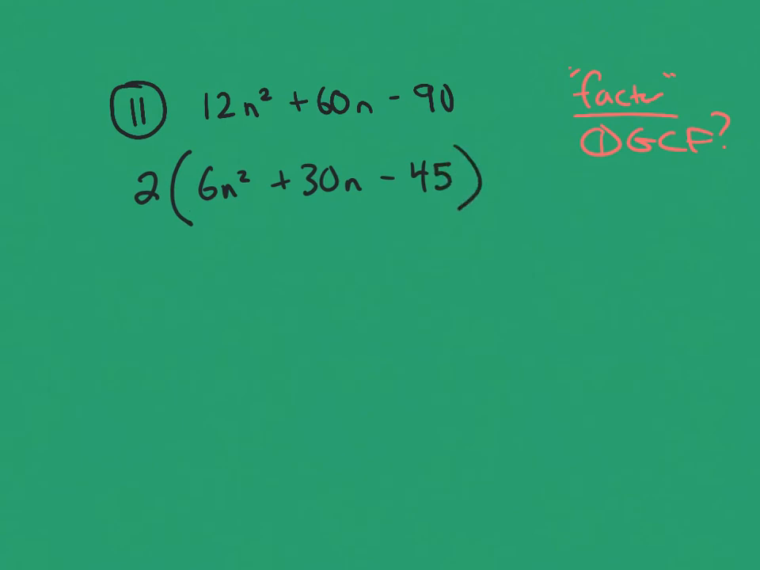And then the way you'd know that 2 wasn't the greatest common factor is that you still have a common factor inside. 6, 30, and 45 all have a common factor of 3. So if you took out that 3 and multiplied it with the 2, you'd actually end up with 6 on the outside. So let's go ahead and start with the greatest common factor, 6.